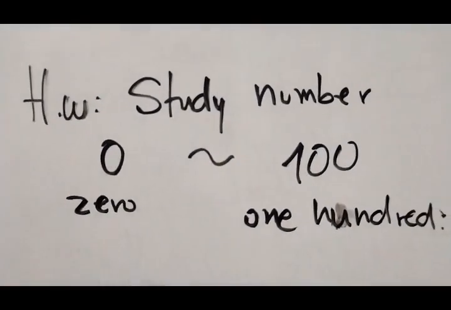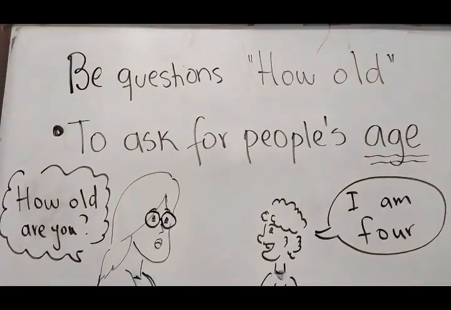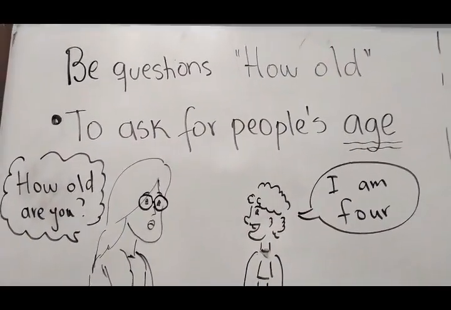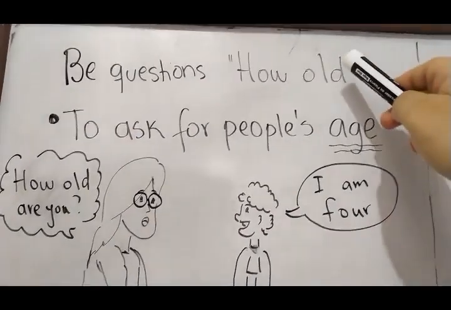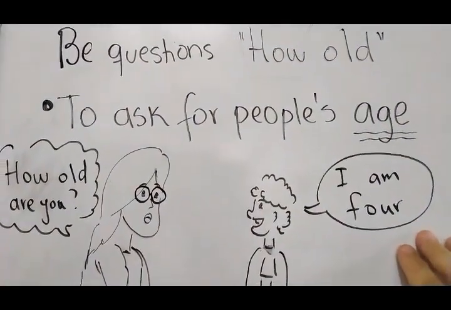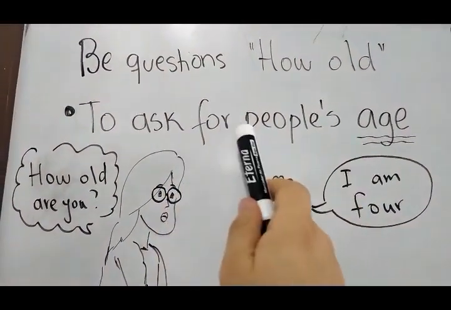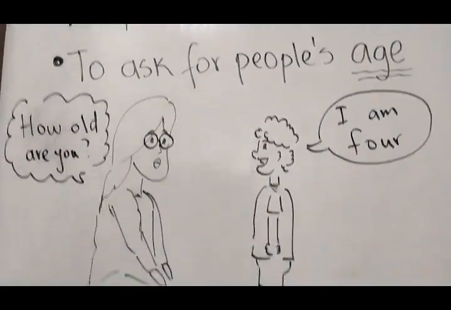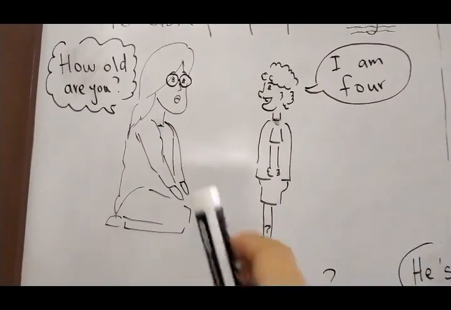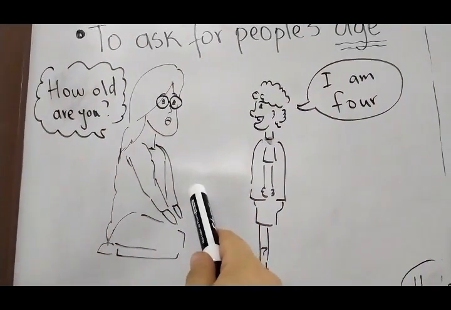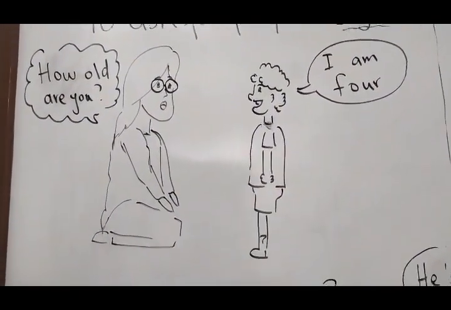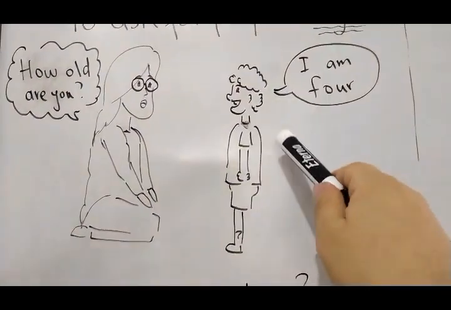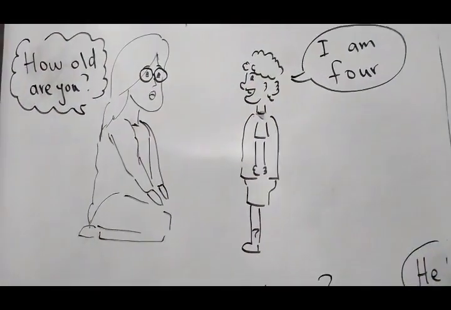That is your duty. And finally, the last topic for today is questions with how old. How old is one of the question words that we use to ask for people's age. So let's have an example here. For example, this woman is asking the boy, how old are you? ¿Cuántos años tienes? And the boy is answering, I am 4.